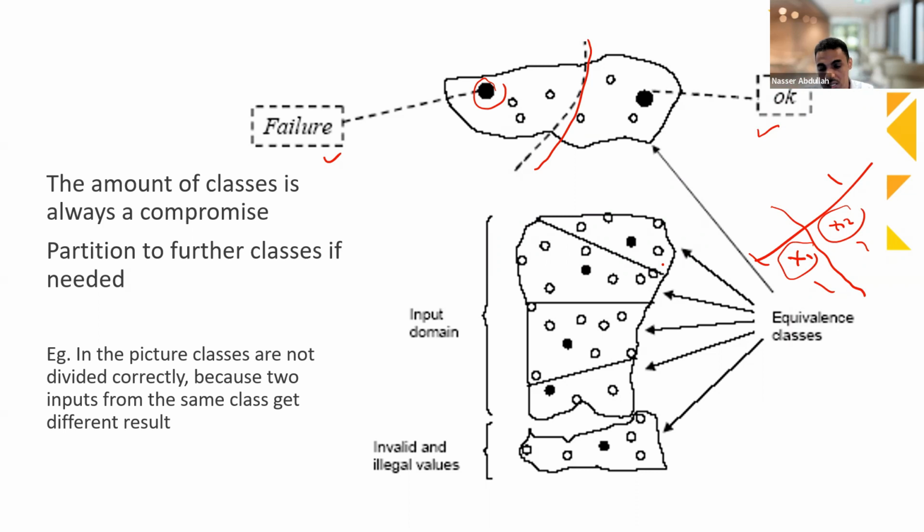For example, all of these are invalid, so that means the result of this should be fail. When we go to the next partition, which is valid, the result should be pass. So now if from the same partition we get the result fail and also the result pass, that means there is something wrong here, and you should divide this partition into two partitions.